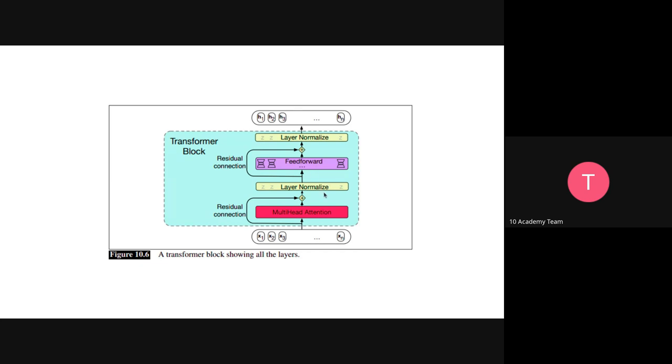Normalization is just like normalizing a vector. For example, z-score normalization. You know what z-score means? Z-score normalization is when you put the mean to zero and the standard deviation to one. It's basically the normal distribution standardization.